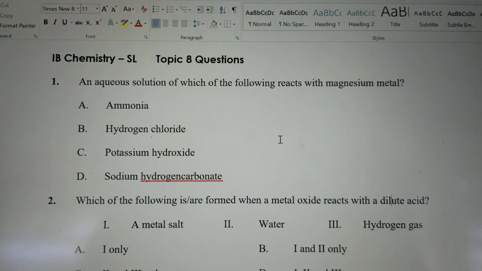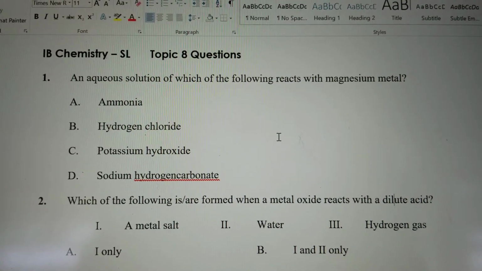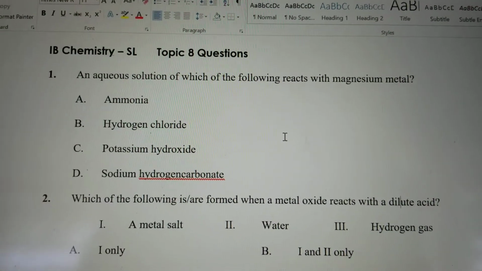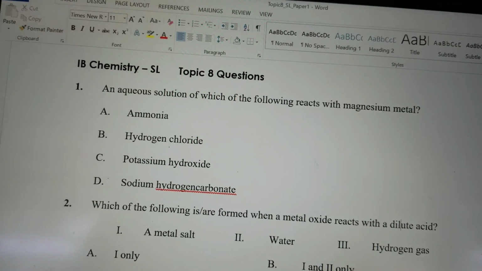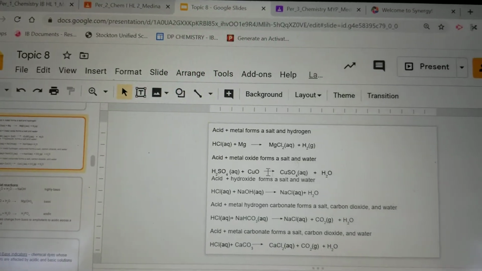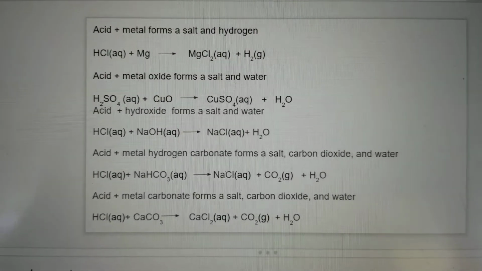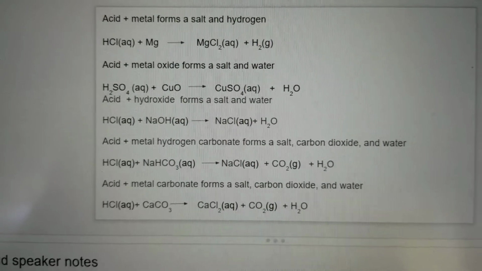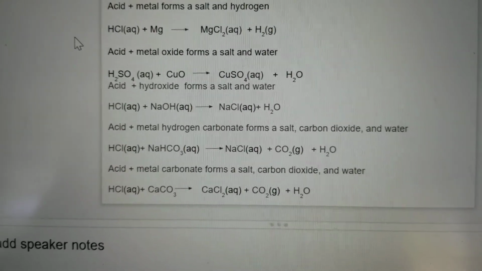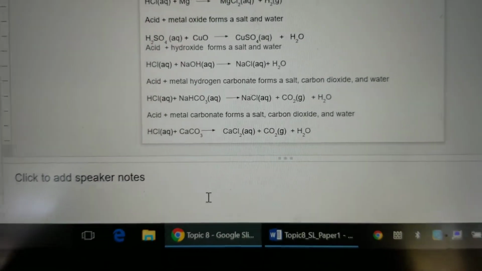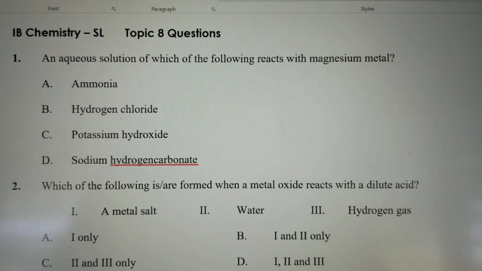I'm going to start with question number 1 on paper 1, topic 8. It says an aqueous solution of which of the following reacts with magnesium metal. If you look at your notes, you're looking at this slide right here. This slide has all the different reactions, and you can see an example metal. Specifically, it has magnesium as an example, reacting with HCl. So the answer to that question is letter B, hydrogen chloride.